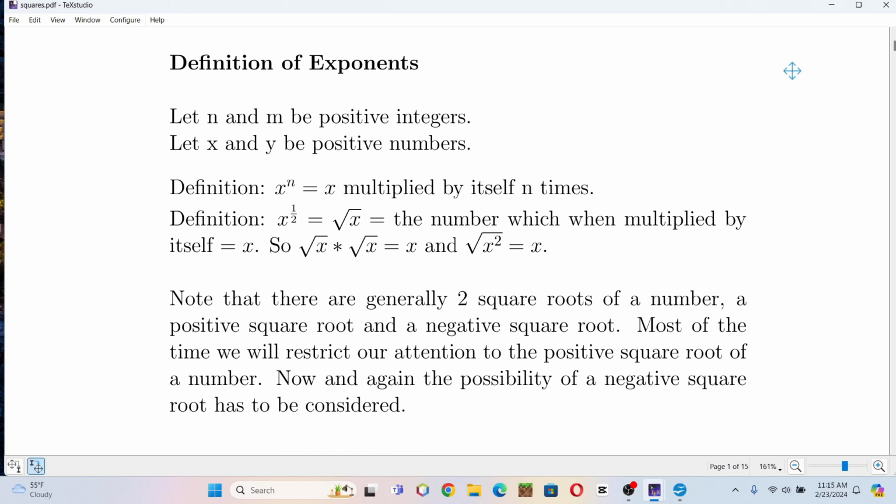Note that there are two square roots for each positive number, one greater than 0 and one less than 0. For this series, only the positive square roots will be considered.